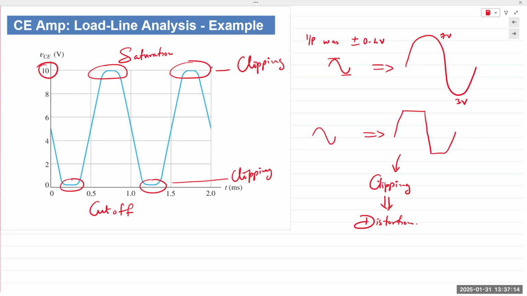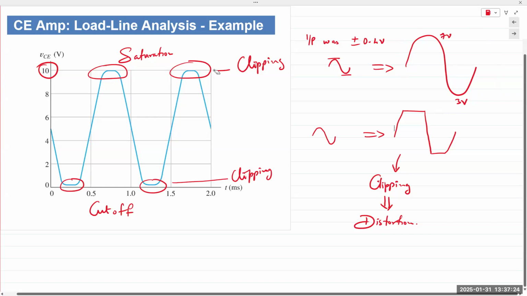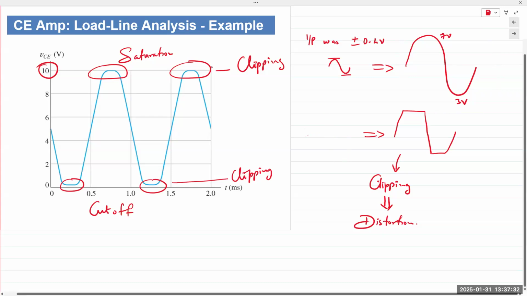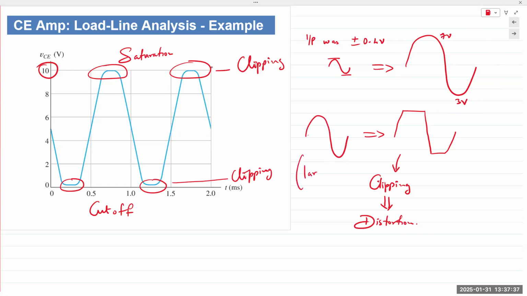And so if you're applying a small input, your output would be within your design limits. However, if the input is now large, larger input will result in clipping and distortion. Okay, clipping and distortion. So that's one.